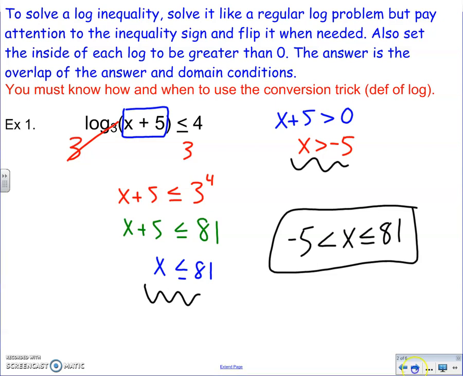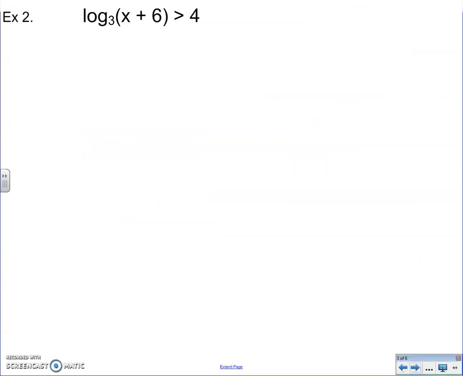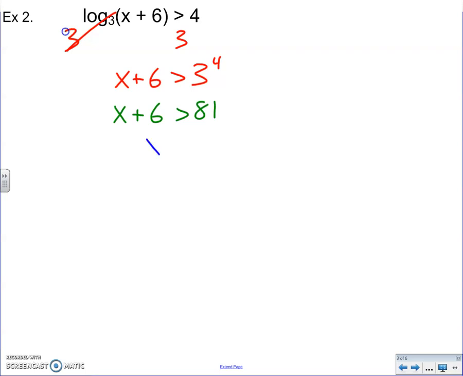Alright, let's try another one. Log base 3 of x plus 6 is greater than 4. Alright, it's one term on both sides. I can go ahead and exponentiate both sides by base 3. Again, 3 to the exponent log 3 is gone. That's just x plus 6 is greater than 3 to the 4th power. Alright, fix 3 to the 4th power. That's 9 times 9, that's 81. And from here, I'm going to subtract 6. x is greater than 75.